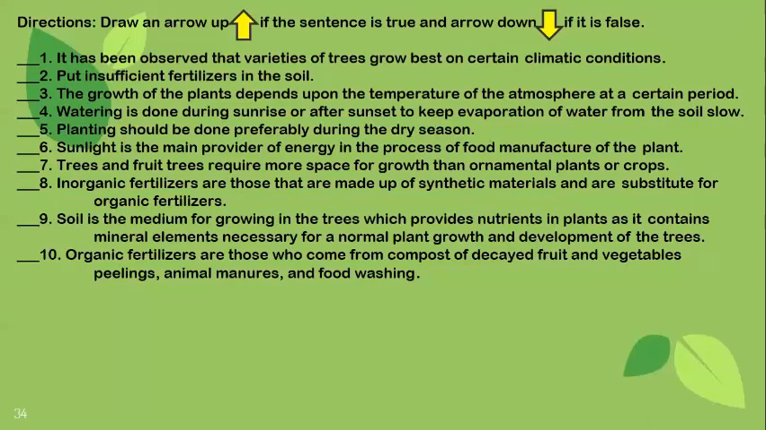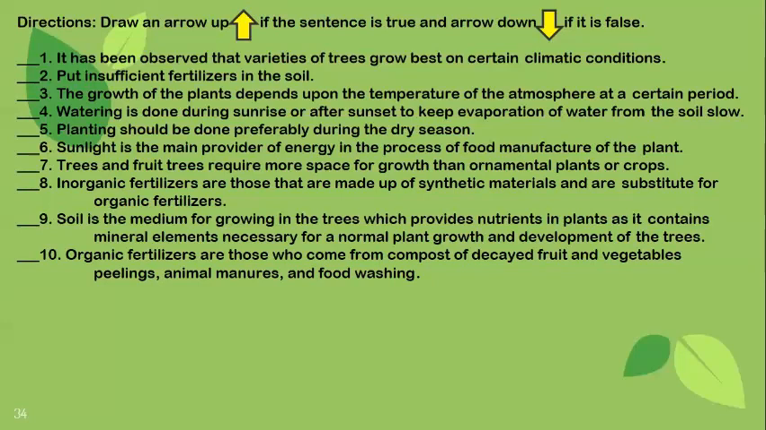5, planting should be done preferably during the dry season. 6, sunlight is the main provider of energy in the process of food manufacture of the plant. 7, trees and fruit trees require more space for growth than ornamental plants or crops.